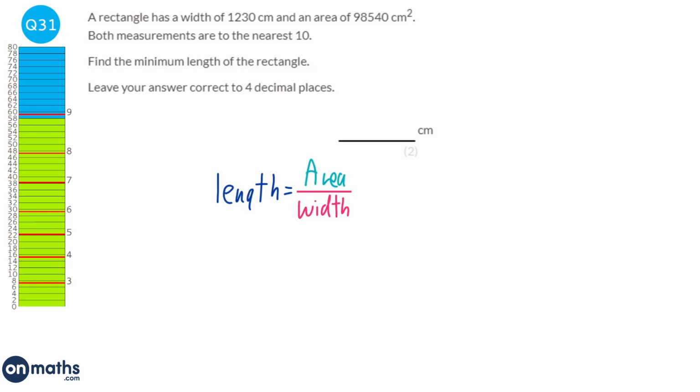Now, the question says that it wants the minimum length, so we want the length to be as small as possible. Obviously, to do that, we want the area to be as small as possible. If the area is smaller, the length will be smaller. But let's have a look at a couple of fractions. So let's have a look at a half and 1 over 100. Which one of those fractions is the smallest?